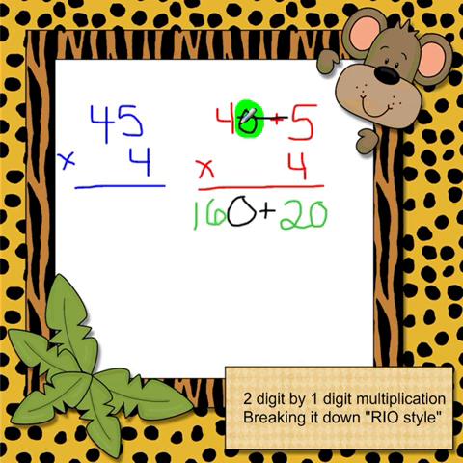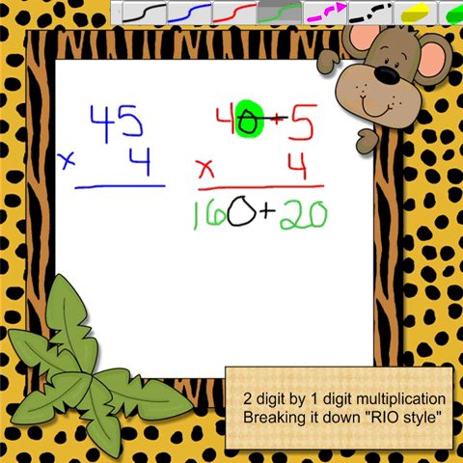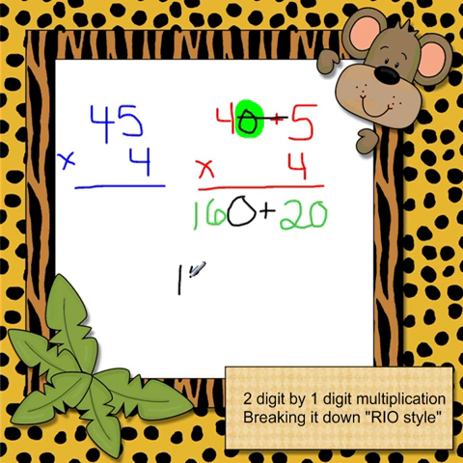Or sometimes I tell my students to look at it this way. Remember that 4 times 4 is 16. Add a 0 to the end, and it changes its value to 160. Now we're going to add these two numbers together to get the product of 45 times 4. So 160 plus 20. 6 plus 2 is 8, and the 1 stays. So 45 times 4 is 180.